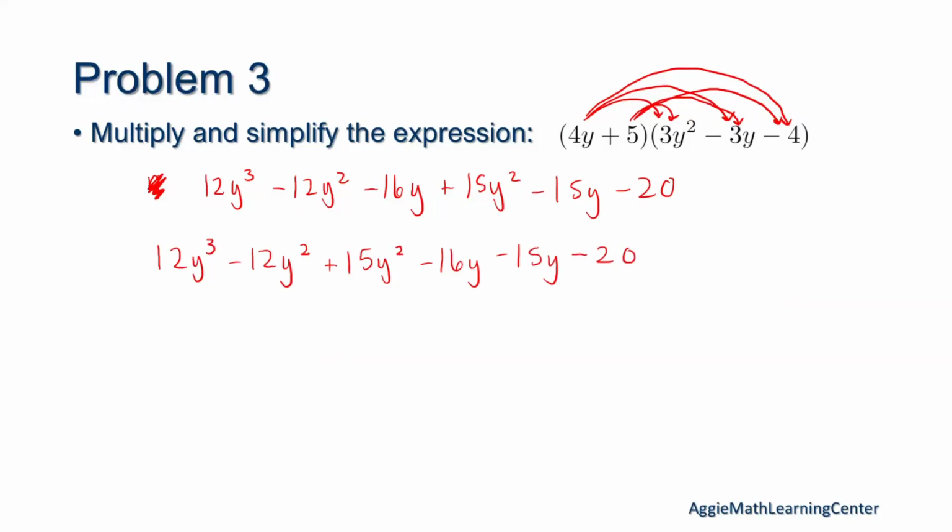Okay, so from there, that's 3y squared, right? And then negative 16y minus 15y is negative 31y. And then minus 20. Does that kind of make sense how we got there? Yeah.